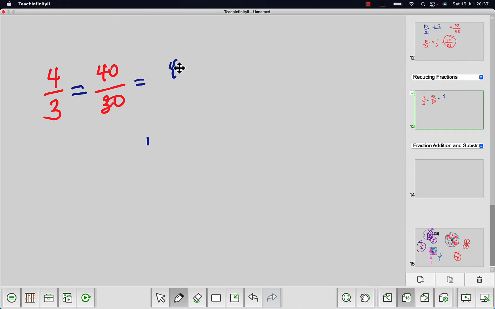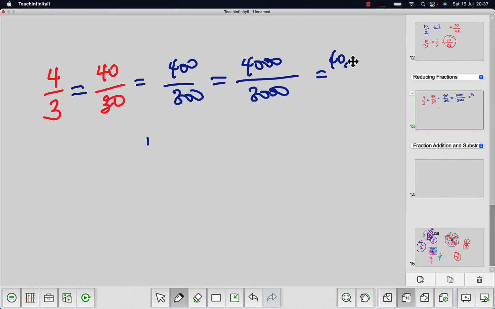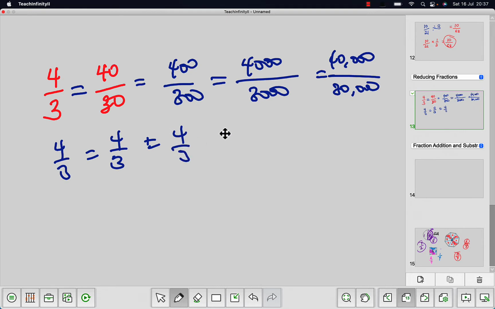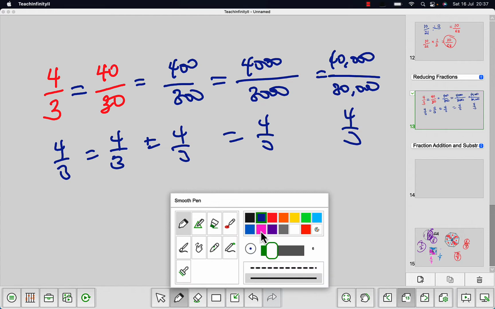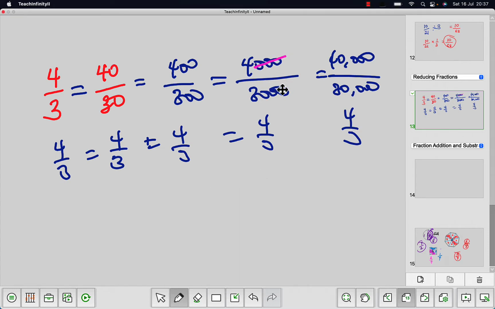Okay, 400 over 300. This is the same as that. 4,000 over 3,000. 40,000 over 30,000. All of these fractions are the same because they all will simplify to 4 over 3. And you see, if I cancel all of these zeros, they will end up becoming 4 over 3.